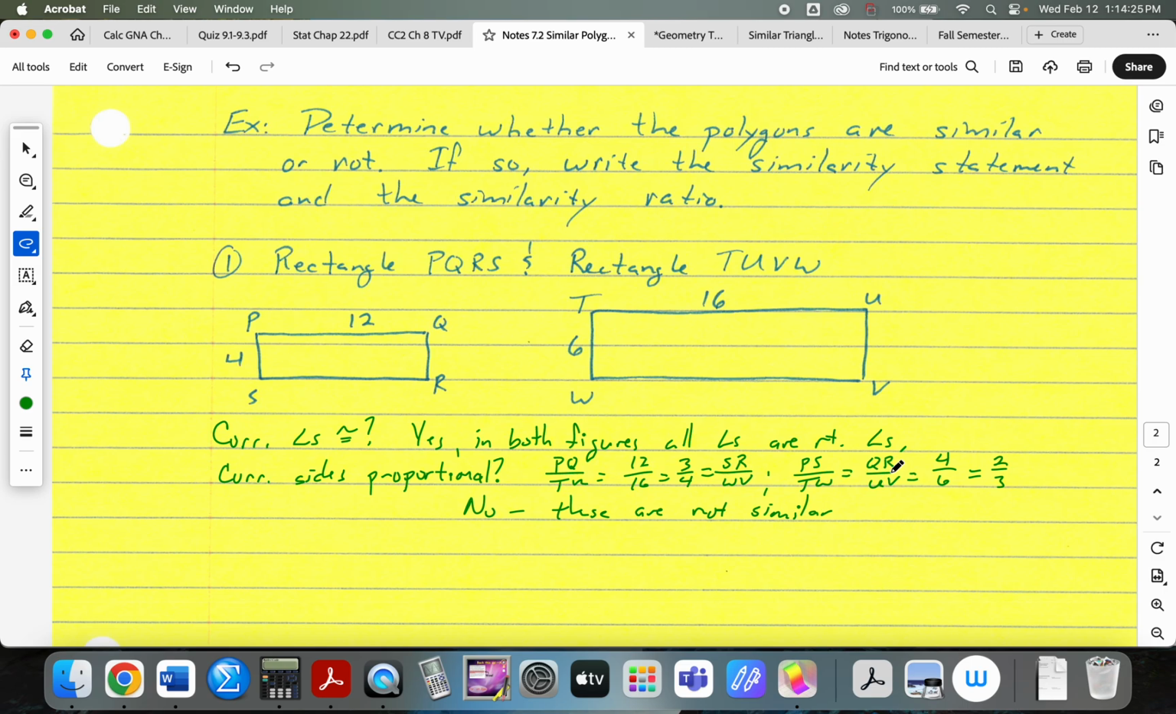What about two rhombuses? If you have two rhombuses, will they always be similar to one another? No, because the angles don't have to be the same. The sides are going to be proportional, but we don't know that the angles are going to be the same. Now if we knew that each of them had a 76-degree angle in them, well then yes, we would, because then all the corresponding angles would be the same.